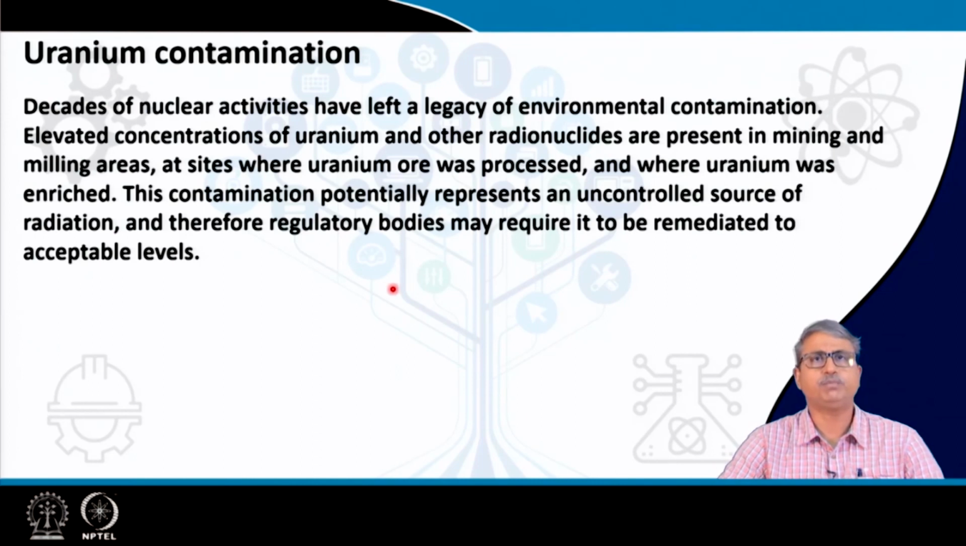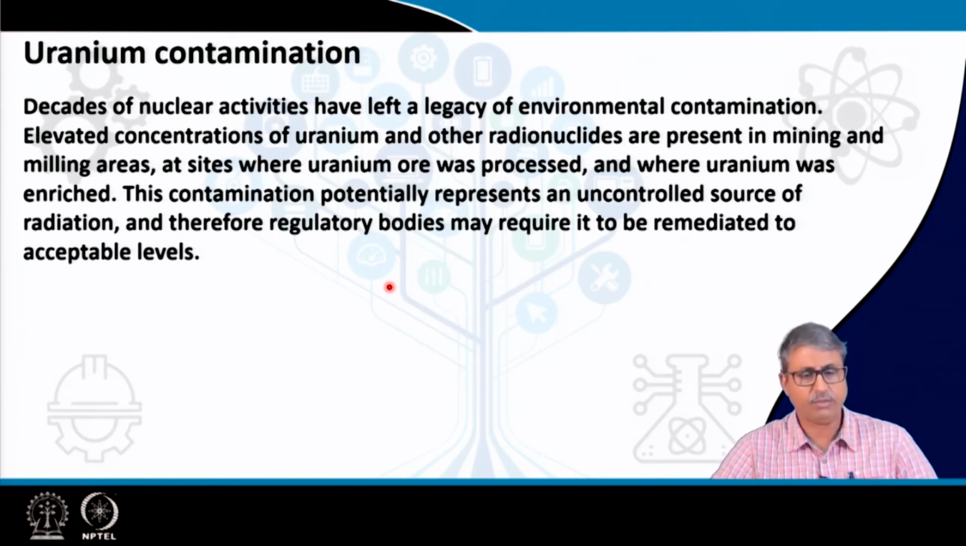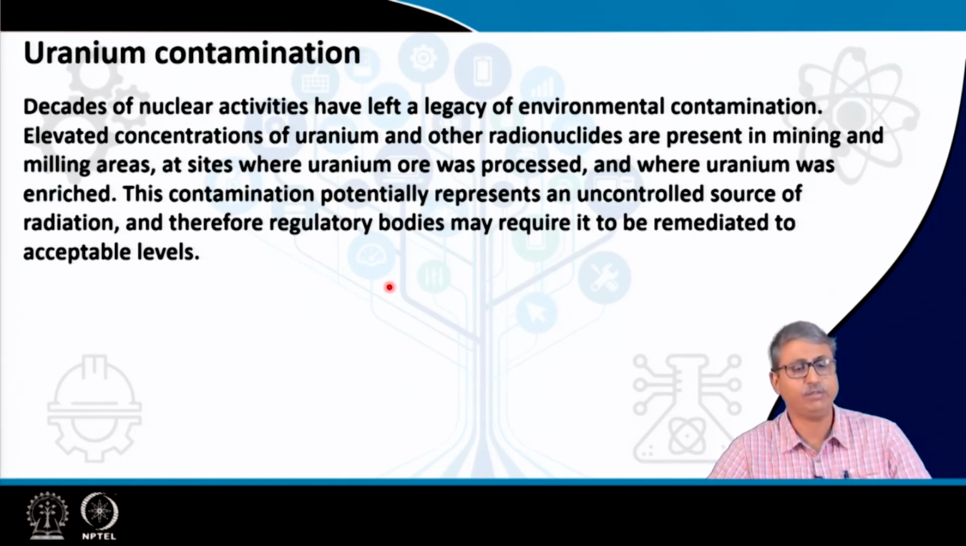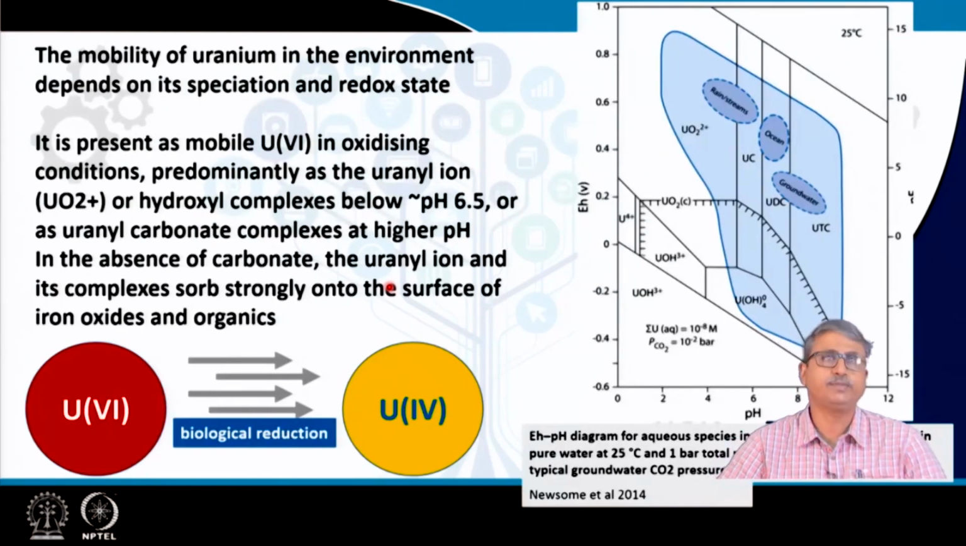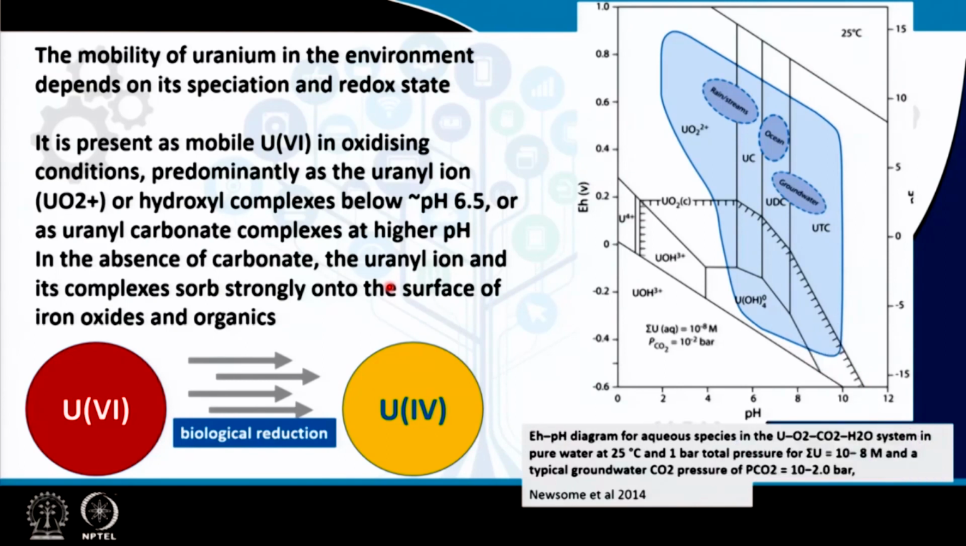And this contamination potentially represents an uncontrolled source of radiation also, and therefore, regulatory bodies may require it to be remediated to the acceptable level. So, that was the understanding from the US DOE side. So, the United States Department of Energy took adequate initiatives to control the problem with uranium and other toxic metal and radionuclide pollution.